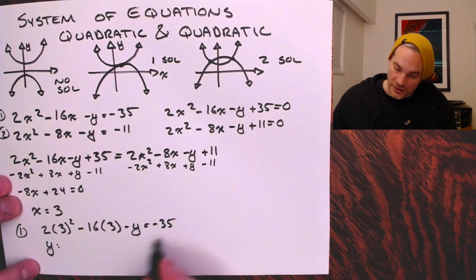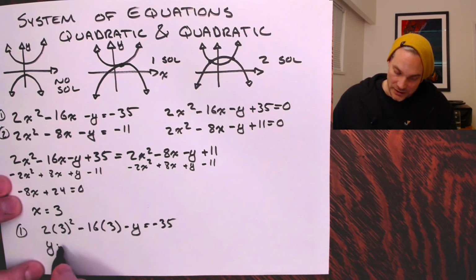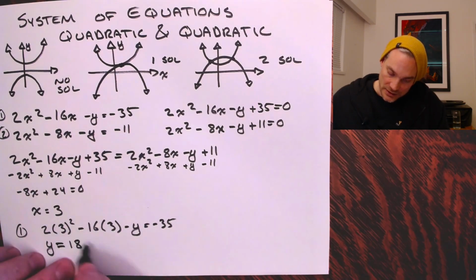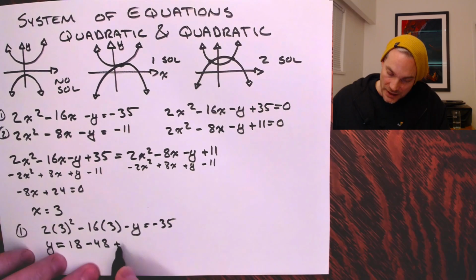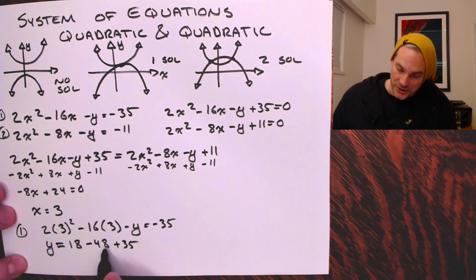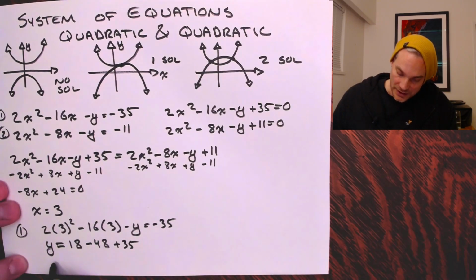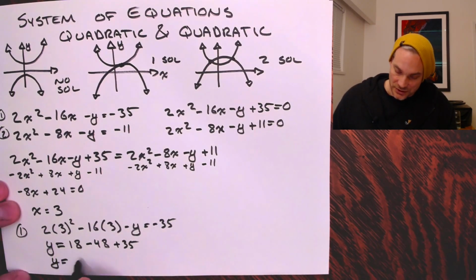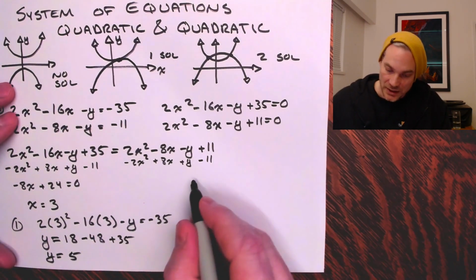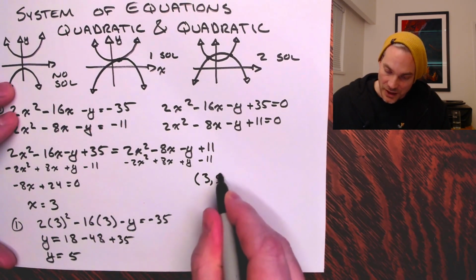So I move the y over and the 35 over. This is 9 times 2, and that's going to be 18. And this is going to be minus 48. And then I'm going to add 35. So now this is 18 minus 48 is -30 plus 35. That tells me that y equals 5. Okay, so the point that I've just found is 3 comma 5.